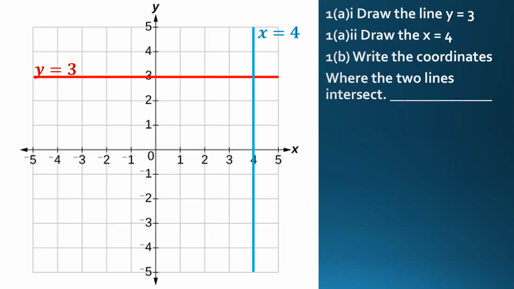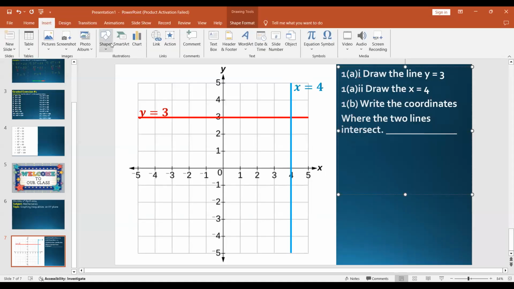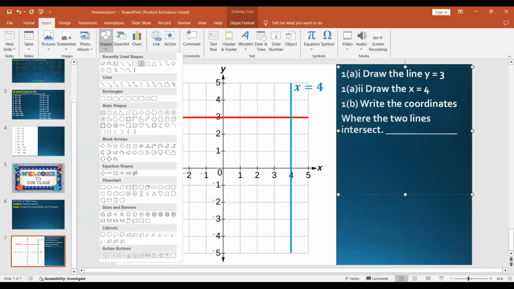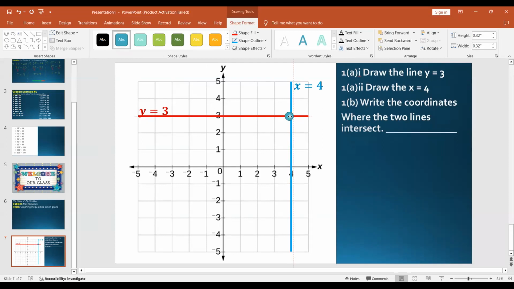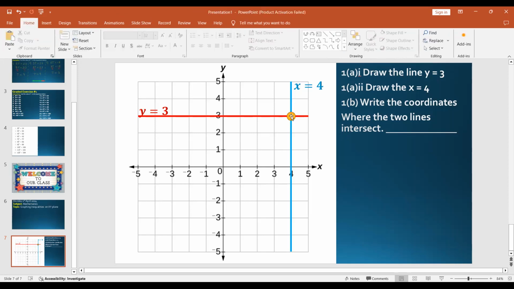So let me explain it for those persons who do not understand how we got it. We want the point where both of them intersect. Intersect means, we say intersect, what does that mean? That means where the lines pass through each other. Yeah, where they meet, right? Or where they pass through each other. So we have this point right there. That's the point where they intersect.